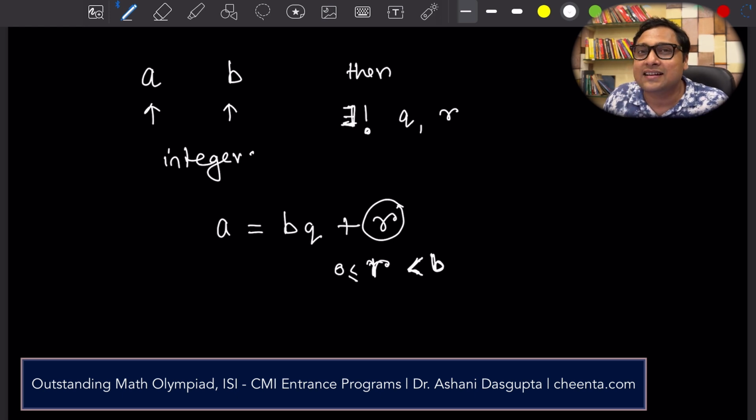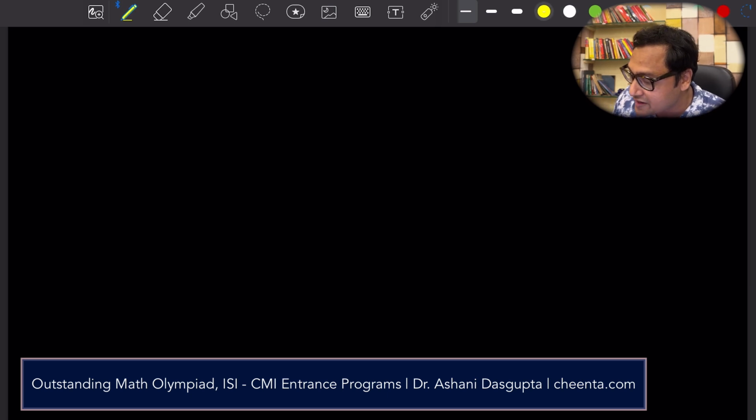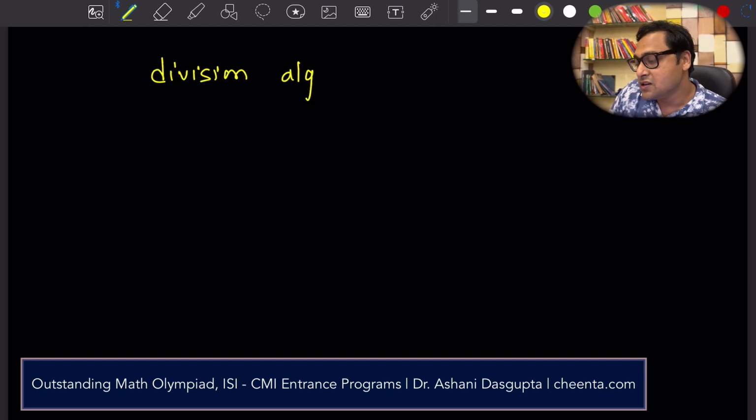Now, you may think that this is kind of trivial because obviously we know this is how division works. The dividend is equal to the divisor times quotient plus the remainder. But you will be amazed how effective this simple symbolic representation is in solving interesting problems. One thing that people often do is they use the division algorithm to categorize numbers.